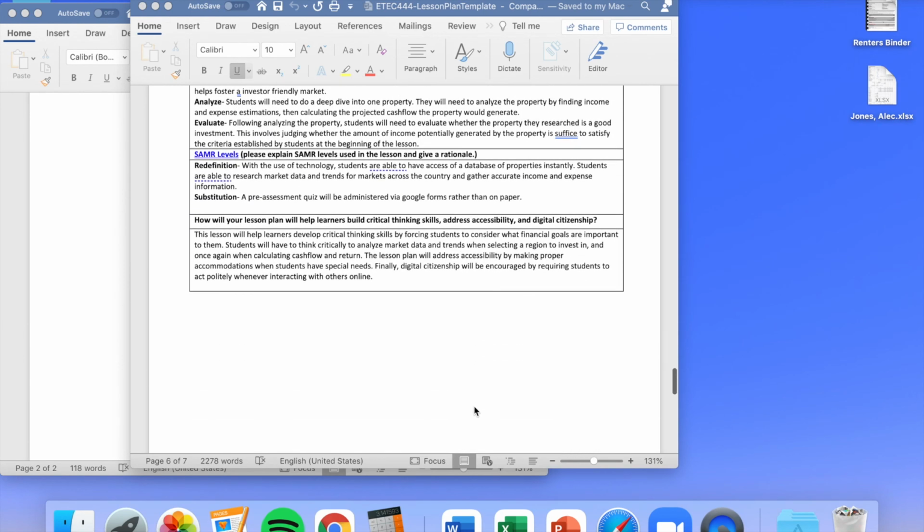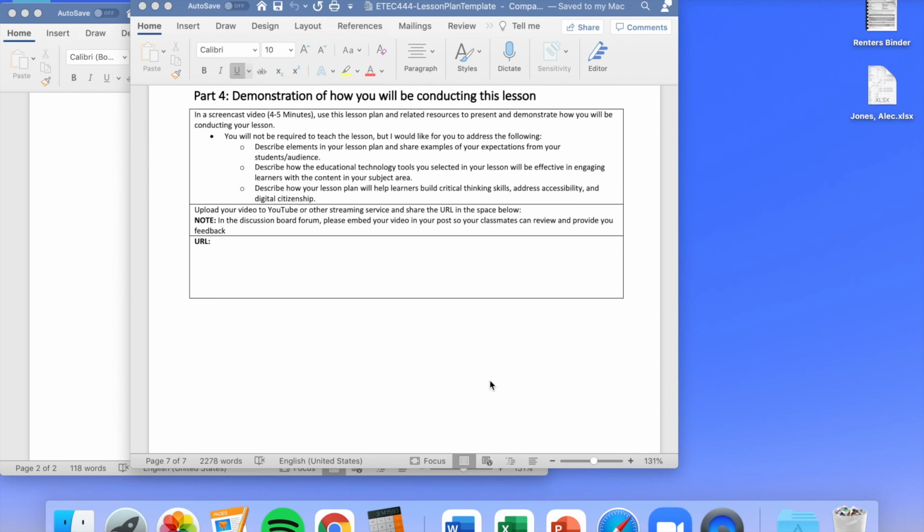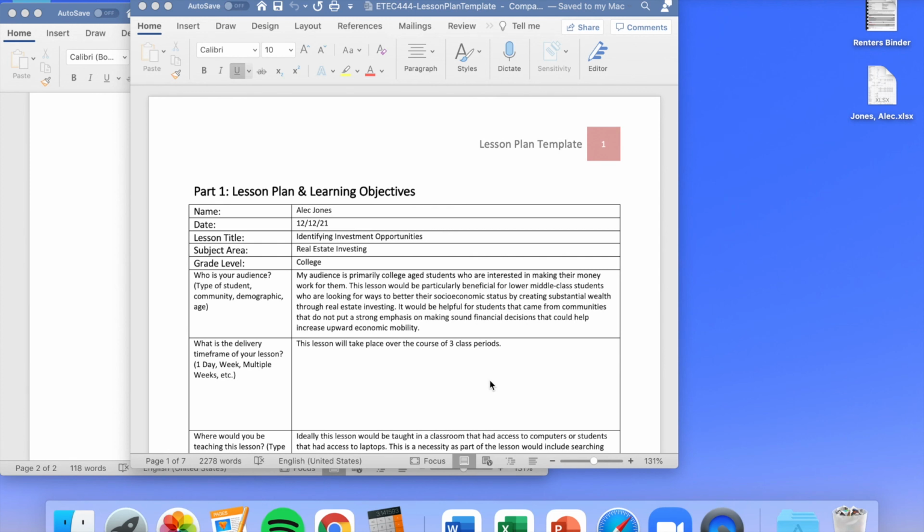So this lesson is going to encourage students to think critically by forcing them to consider what's important for them based on their financial goals in the future when developing their criteria. Additionally, they're going to need to think critically about what regional characteristics they're going to look for when choosing a region to invest in. And finally, they're going to need to think critically when they're doing their analysis on the property and estimating income and expenses.